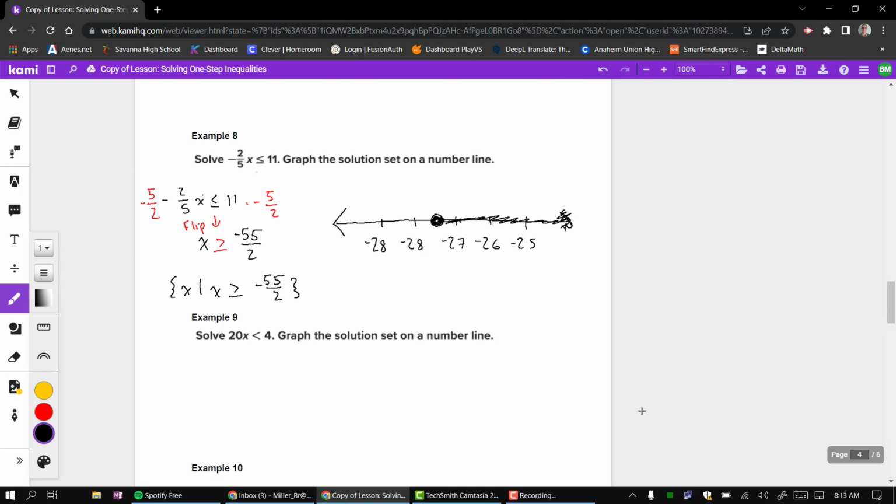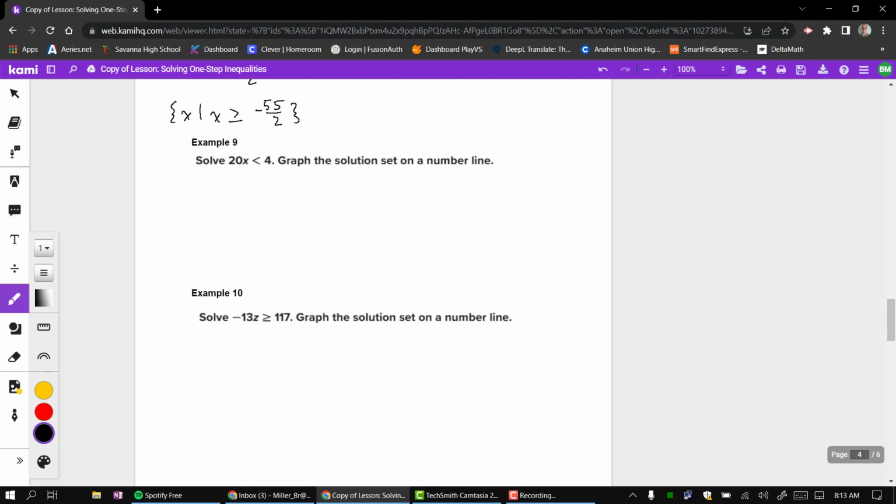Let's take a look at example 9. Solve this inequality right here. I have 20x is less than 4. So I'm going to undo multiplication with division. Division is just like multiplication, same rules. If I divide by a negative number, I need to change the sign. I'm not dividing by a negative number here. So 20 divided by 20 is 1, and 4 divided by 20 is 1/5. So we want all values of x such that x is less than 1/5.